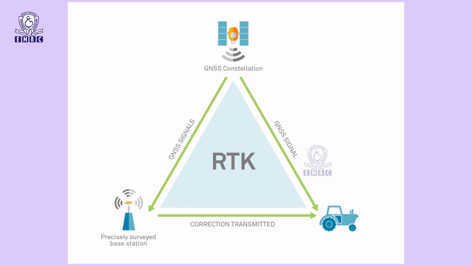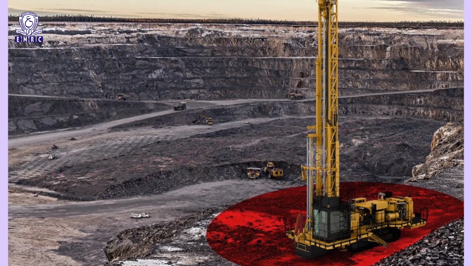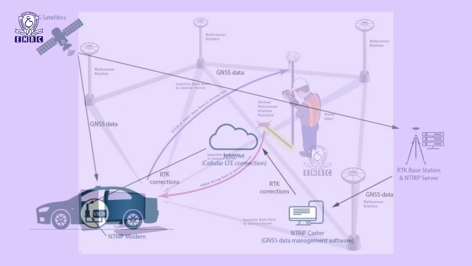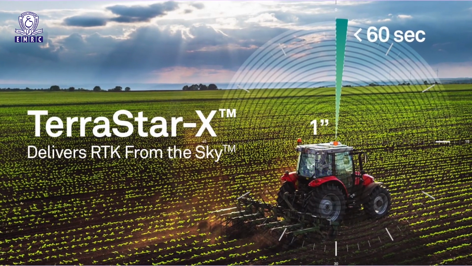GPS in mining. The use of RTK GPS has significantly improved several mining operations such as drilling, shoveling, vehicle tracking and surveying. RTK GPS provides centimeter level positioning accuracy.